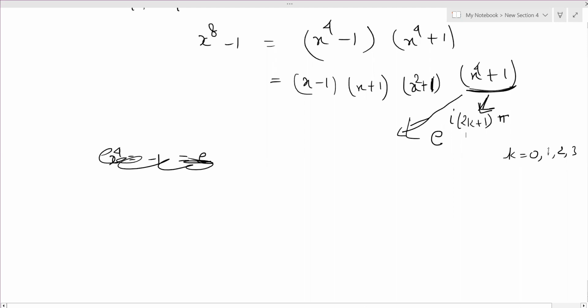The equation x to the power 4 plus 1 equal to 0 has no roots in Q. Okay, so no roots in Q. So if a polynomial has no roots in Q, then it will be irreducible over there.